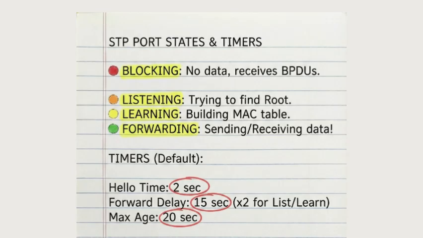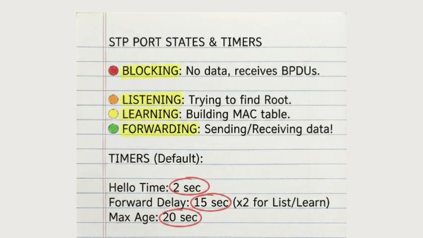Think about a voice over IP call or a database transaction. A 50-second outage is a disaster. It is, and that's why legacy STP is obsolete. The safety logic was perfect, but the timing was a killer. Which brings us to our last section, the necessary upgrade, the modern standard.